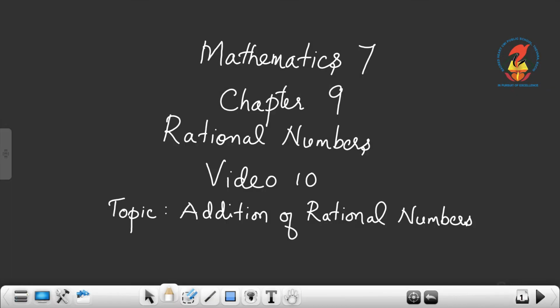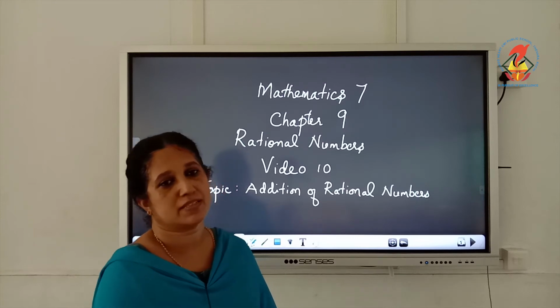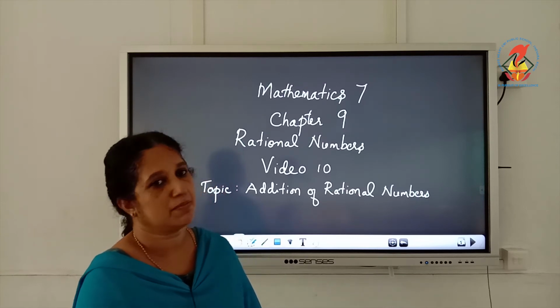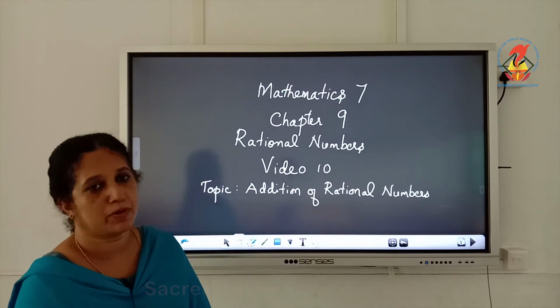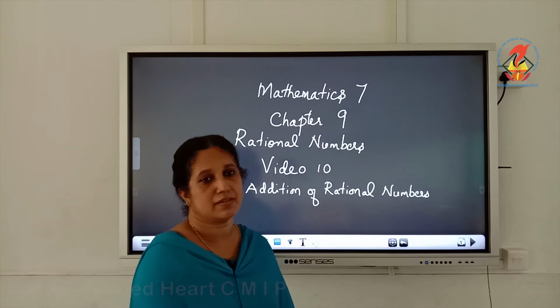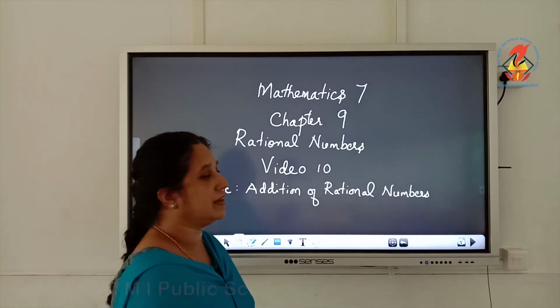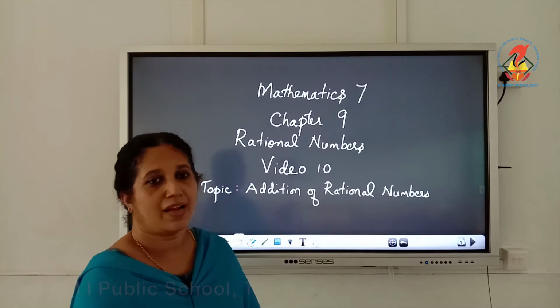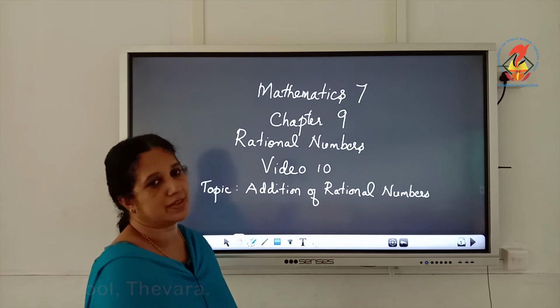Our next topic is operations on rational numbers. We have four main basic operations. Which are the four operations? Addition, subtraction, multiplication and division. We have already learned how to perform these operations on fractions, so in the same way we have to do them with rational numbers also. And today we are going to learn about the addition of rational numbers.